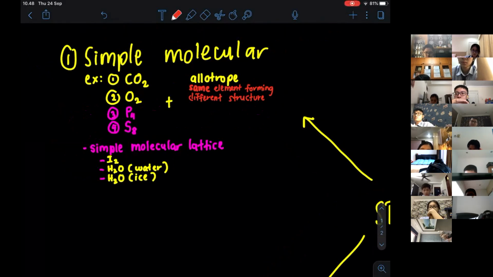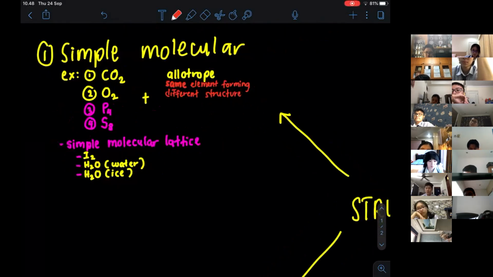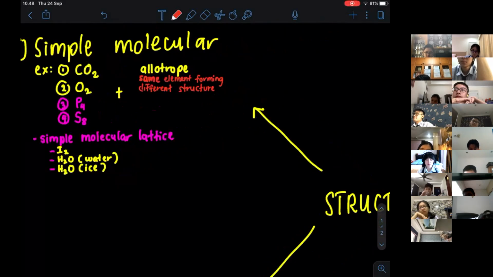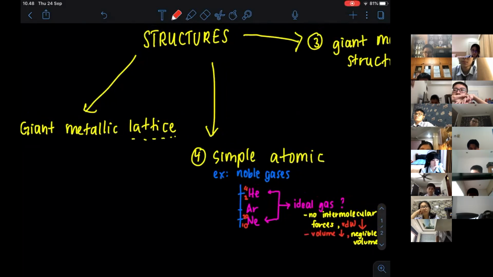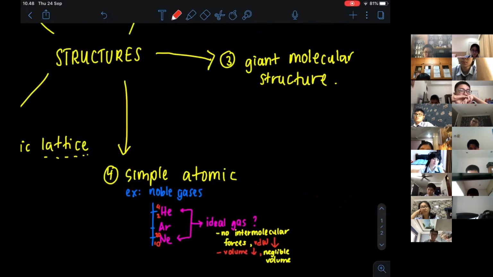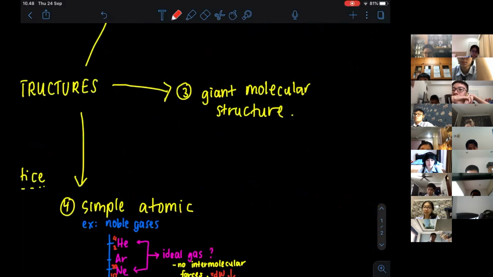Later on you will learn about giant structures, for example giant metallic lattice. I think all metals form metallic lattice. Giant covalent, giant molecular, you will learn later. There are diamond, graphite. So there are some structures that you will learn, and we will use this as a guide to reach what structure it is going to be.